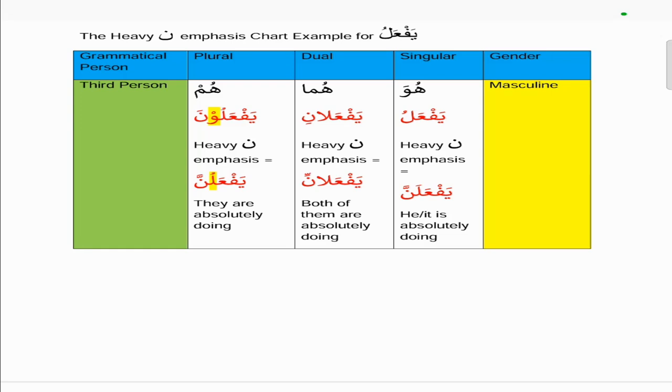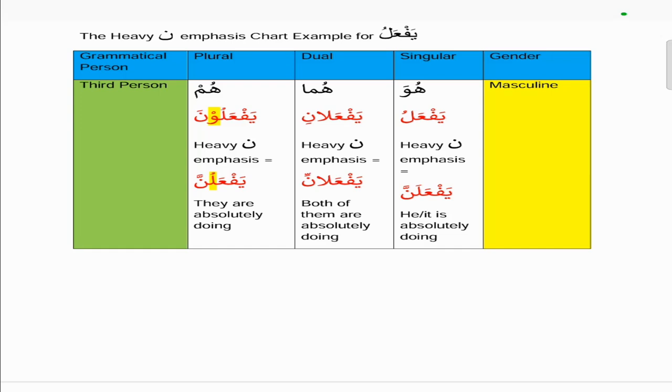So this is the heavy noon version where two noons are added at the end. If we take a look at this chart, we start from huwa. The normal version is yaf'alu, which means he does. But if we want to make a heavy noon emphasis, we're going to add two noons to the end, it becomes yaf'alanna.